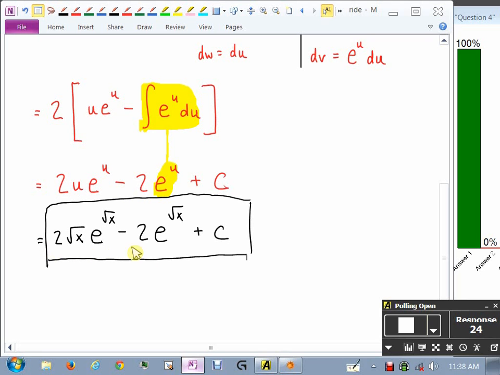If you wish to do so, you could notice that both of these have some common factors. You could rewrite this as 2 e to the root x times, in parentheses, root x minus 1, plus c. All I'm doing is factoring out a 2 e to the root x from both of these, and then I'm left with this. Either way. Okay. We're going to move to the next problem.